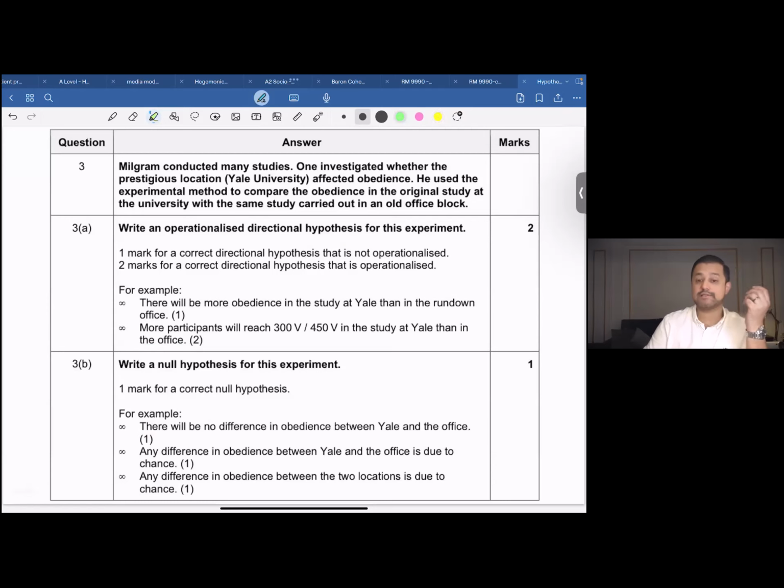Again, another question that is linked to a core study. Milgram conducted many studies. One investigated whether the prestigious location, Yale University, affected obedience.